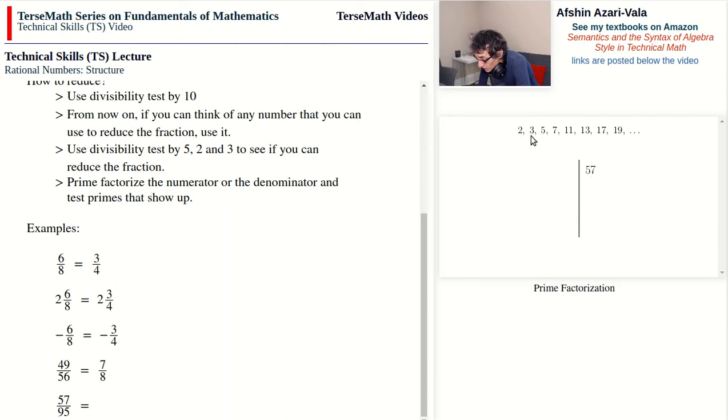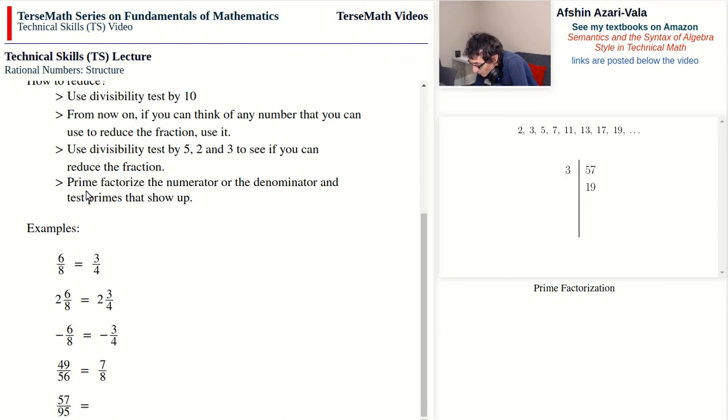Then comes 3. 5 plus 7 is 12, and 3 does go into 12. So 57 is divisible by 3. And so we write 3 down. And we divide 57 by 3, and that gives us 19. Now, because 19 is a prime, only 19 goes into 19.